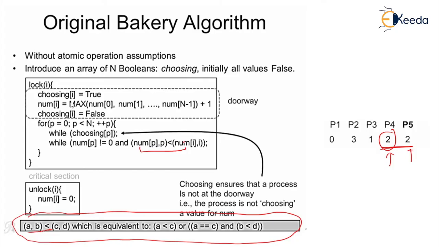Synchronization requirement is satisfied here in this case. Previously mutual exclusion was not guaranteed, but with this modification, with the breaking of this tie, and one more variable, choosing[i], which is just to make sure that it is not in the doorway while assigning a token or a number to a process.